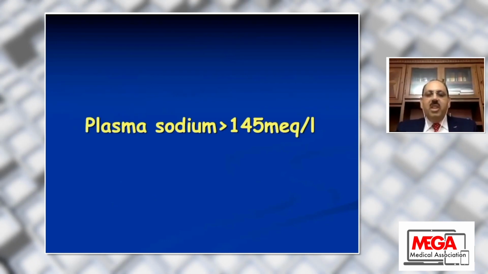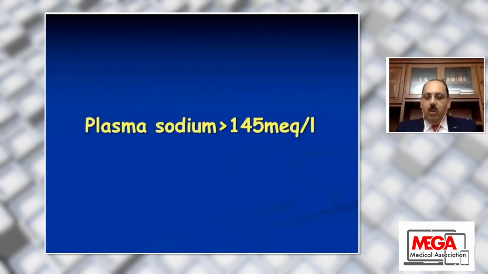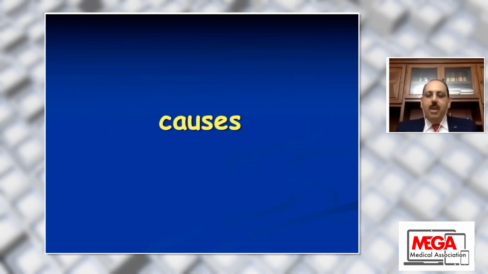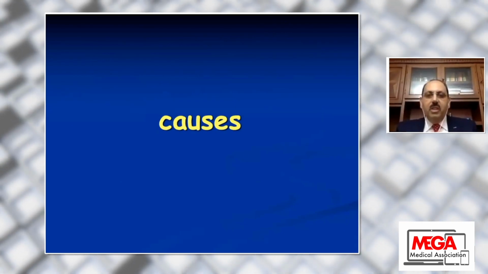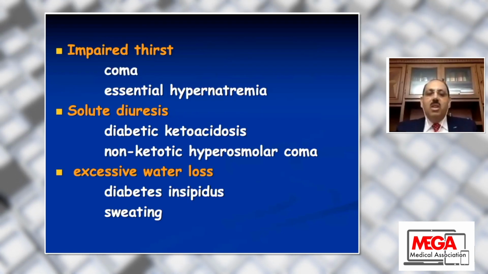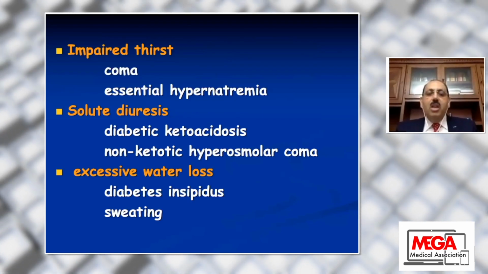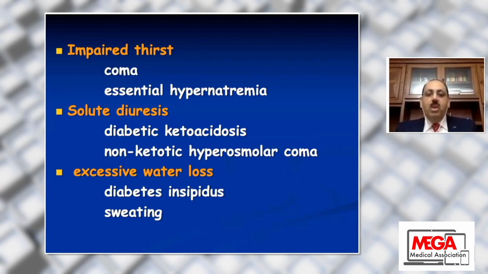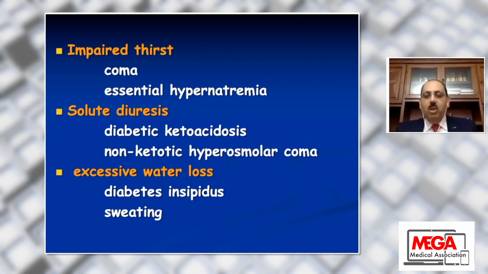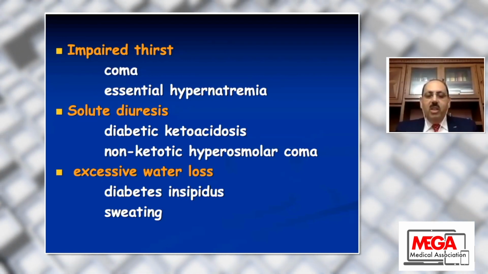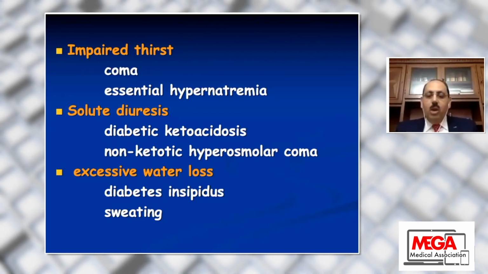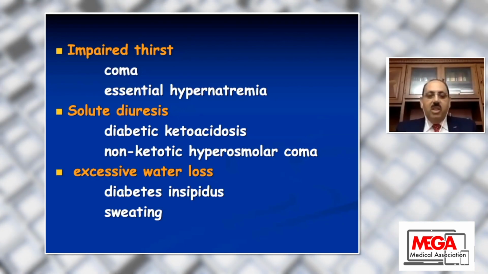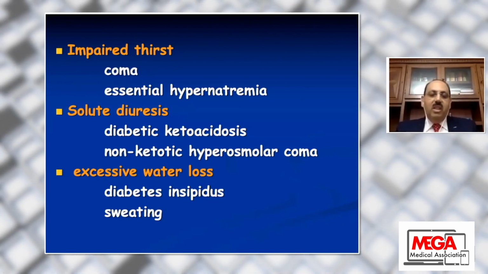Hypernatremia. Hypernatremia means plasma sodium greater than 145 milliequivalent per liter. The causes here: there is a contracted volume or water deficit. So there is an impaired thirst in case of coma, essential hypernatremia, solute diuresis in case of diabetic ketoacidosis and hyperosmolar non-ketotic coma. Also excessive water losses in diabetes insipidus, either central or nephrogenic diabetes insipidus, and in excessive sweating.